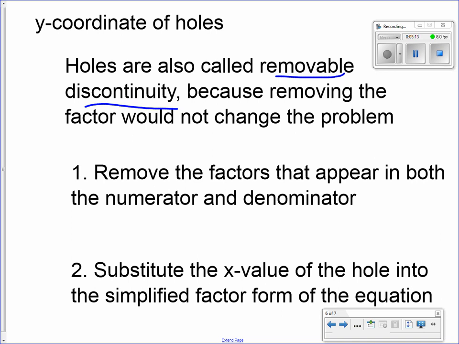So your steps to finding the y-coordinate: first, you're going to remove any factors that appear in both the numerator and denominator. And then secondly, you're going to substitute the x value of the hole, that's what we just practiced finding, into the simplified factored form of the equation. Let's look at a couple examples of that.